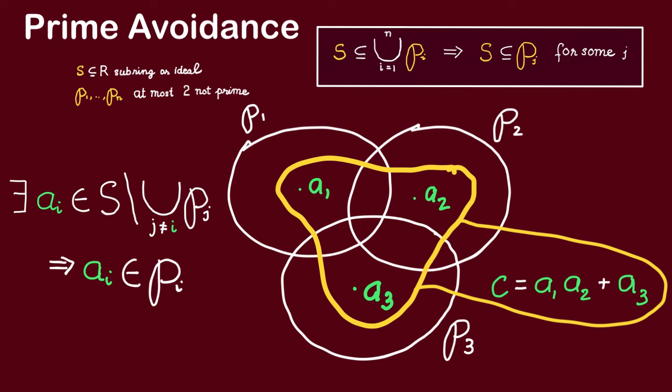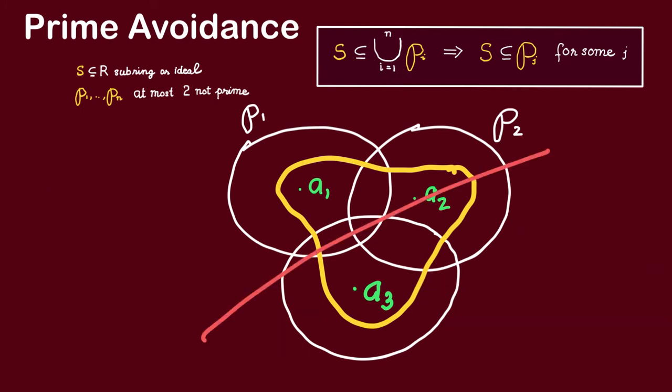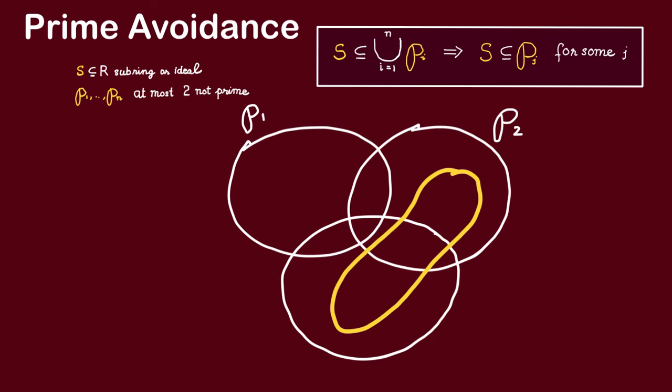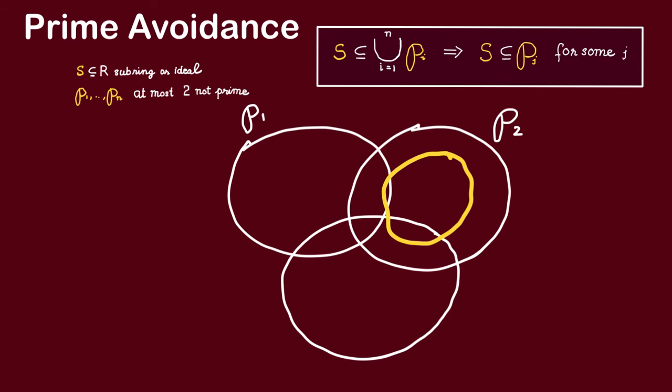This contradicts the assumption that S lies inside the union of the Pi. Therefore, our hypothesis must be wrong. And thus S must be contained in the union of two of the Pi, which by the previous case means that S is contained inside one of the Pi. And that's the proof of the prime avoidance theorem.